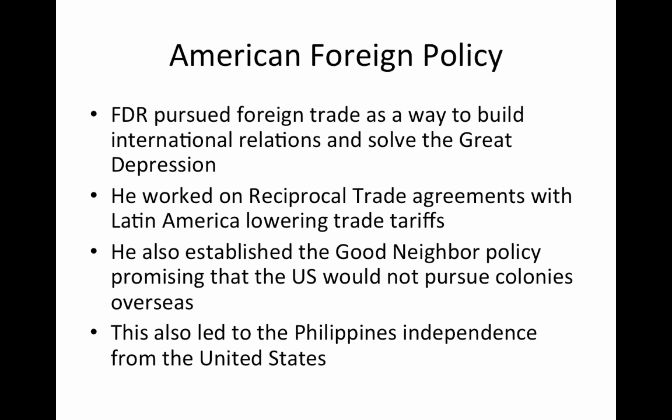So American foreign policy. FDR during this time period was primarily pursuing international foreign trade. So he had a position of neutrality when it came to military issues. He was pursuing foreign trade when it came to economic issues. For example, he began working on what was called the Reciprocal Trade Agreements, which was an agreement between Latin America and the United States to lower trade tariffs. He also began establishing the Good Neighbor policy, which promised that the United States would not pursue colonies overseas.